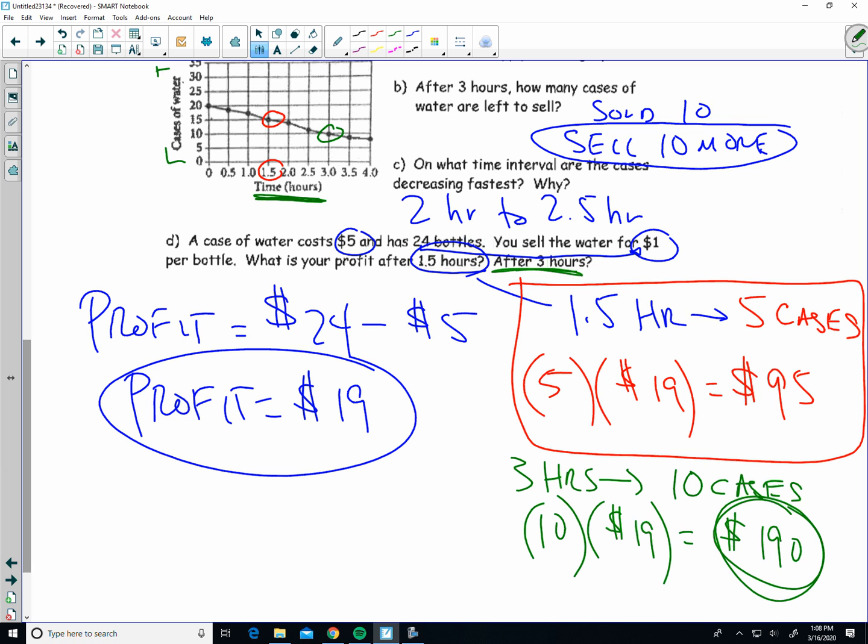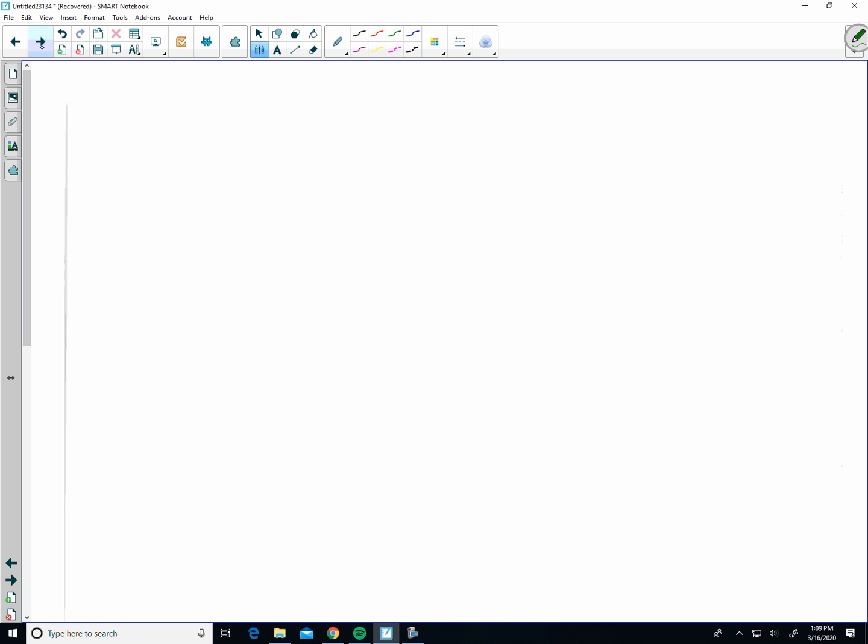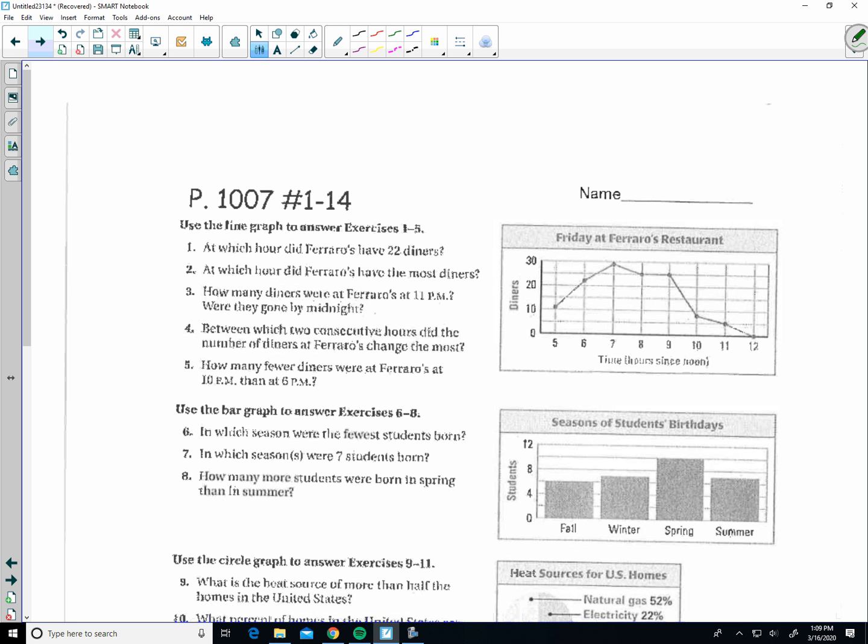Well, that is all for today's e-learning activity. If you flip the page there in your notes, you'll notice that the homework is attached for you. It's page 107, 1 through 14. And again, it's just taking a look at some nice data that's been put together in line graphs, bar graphs, circle graphs, and of course a couple little tables there as well.